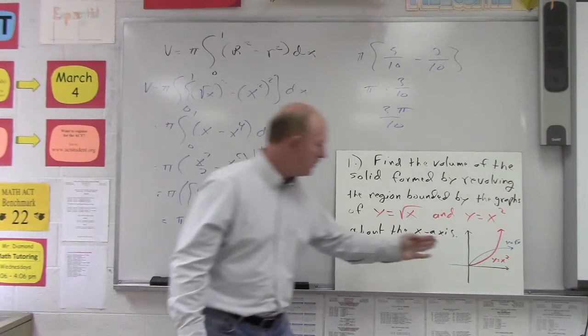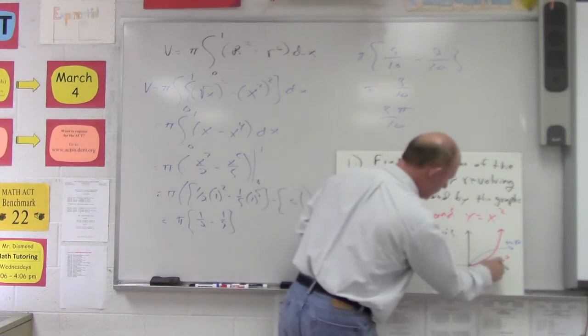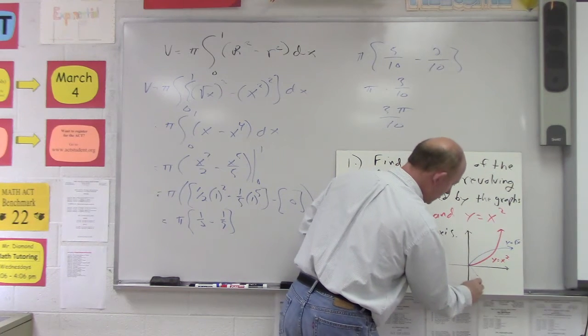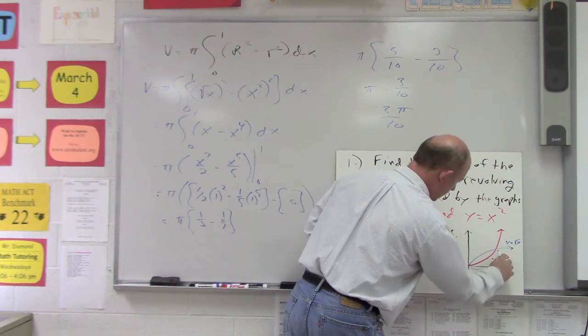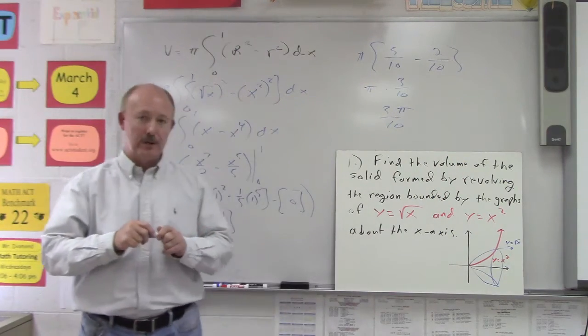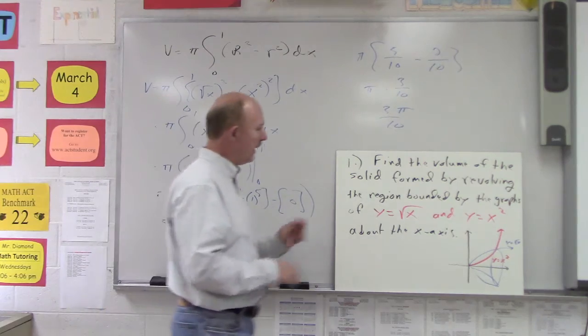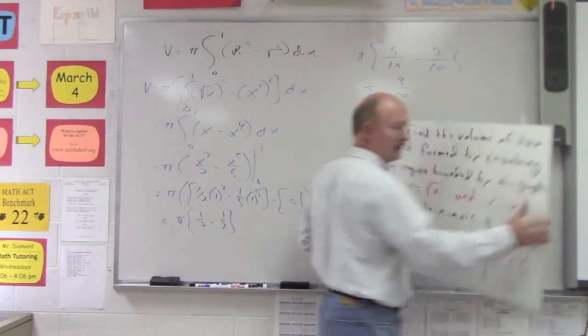So if you were to rotate this shape about the x-axis, you would get something like this. It would look like this, rotated like so. You get some type of bowl shape, I guess. So kind of a bowl shape. All right, so this is our first example. On to example number 2.